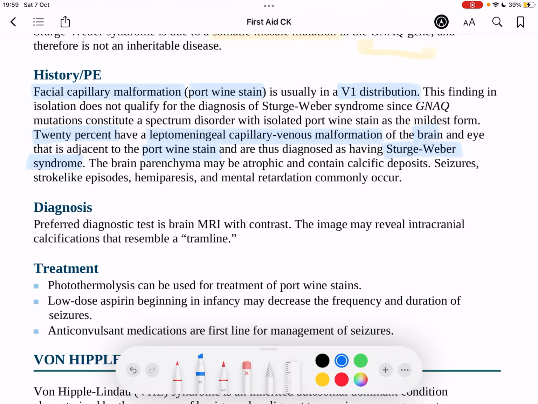So whenever you see a port wine stain, as a doctor, you've got to be thinking, I need to do some form of testing to identify what's behind that port wine stain. Is there a capillary venous malformation behind it? Is this Sturge-Weber syndrome rather than just an isolated port wine stain? The brain parenchyma may be atrophic and contain calcified deposits as well. Some patients do have seizures, stroke-like episodes, hemiparesis, and even mental retardation, and most of this is related to the malformation in the brain.